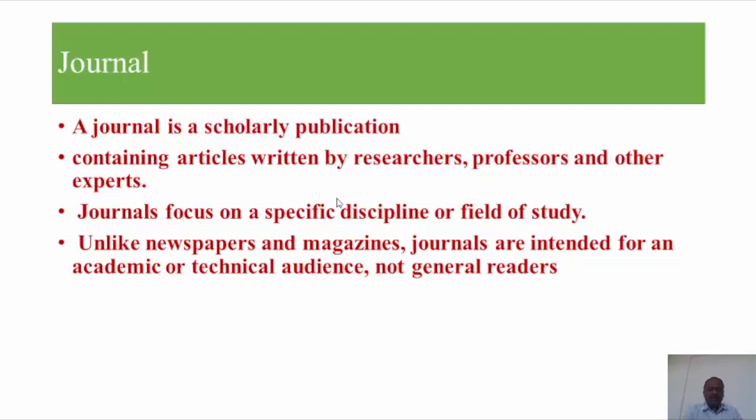Here, it contains articles written by researchers in particular field of study. Suppose researchers from chemistry, researchers from microbiology, researchers from zoology. They may be professors, again I explained before, and other experts. Other experts may be scientists. So journals focus on a specific discipline or field of study. Unlike newspapers and magazines, journals are intended for an academic or technical audience, not general readers. Like newspapers and magazines, there are general readers.